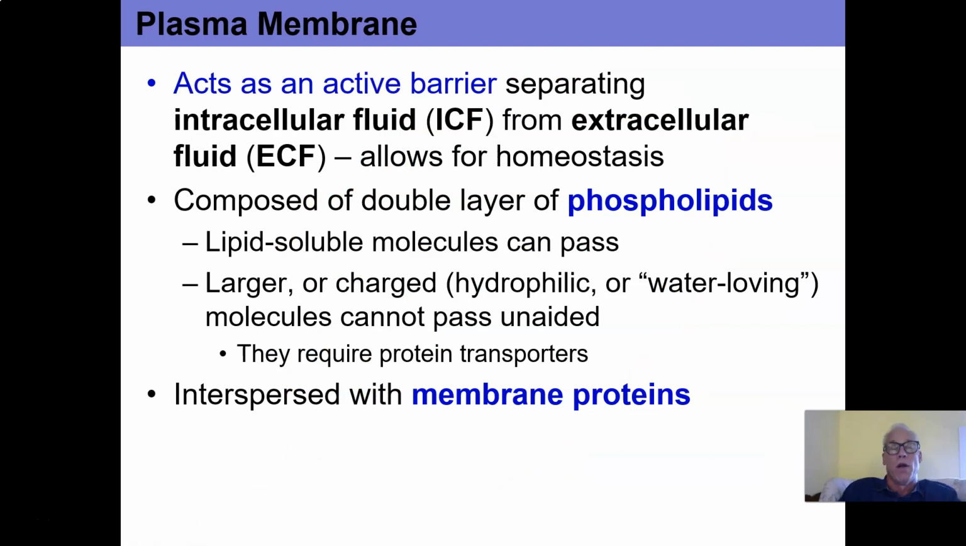So the plasma membrane, it's that barrier, that boundary that separates the cytoplasm and its solutes and components from the extracellular fluid. So that's how cells can maintain homeostasis. There's this boundary between the two.